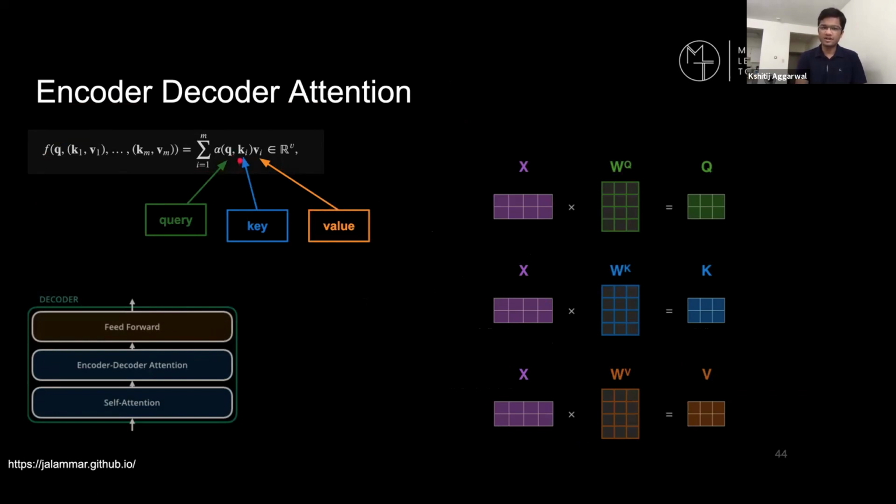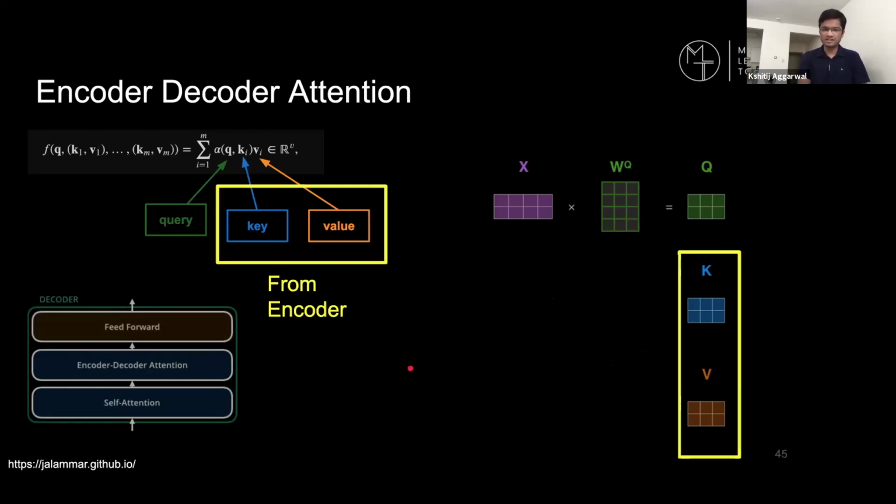We have a query, key, and value. And in the case of self-attention, query, key, and values were just the same, right? So the same X was used to generate query, key, and value. In the case of decoder and encoder-decoder attention, the keys and values are actually used from the encoder. So the output of the encoder is converted into a key vector and a value vector. This is actually passed inside the input to the decoder.